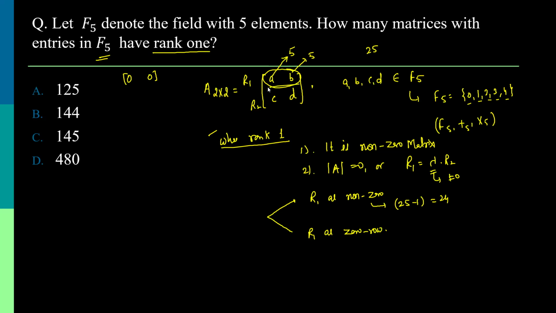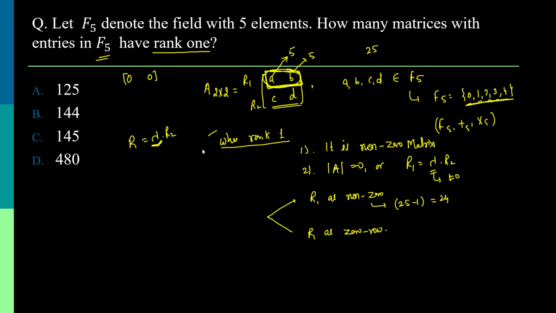Okay, so if R1 is 0, how many choices will R2 have? As per the definition, R2 should be a multiple of R1, that is, R2 should be linearly dependent on R1, or I can say R2 can be written as some lambda times R1. Lambda comes from where? Lambda comes from F5.